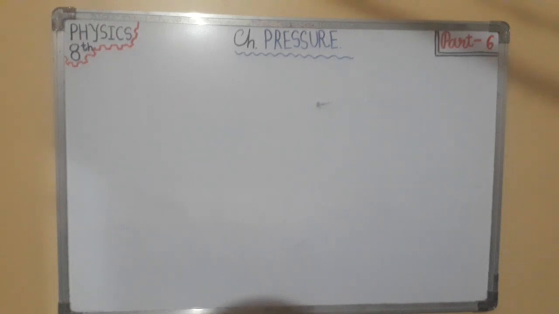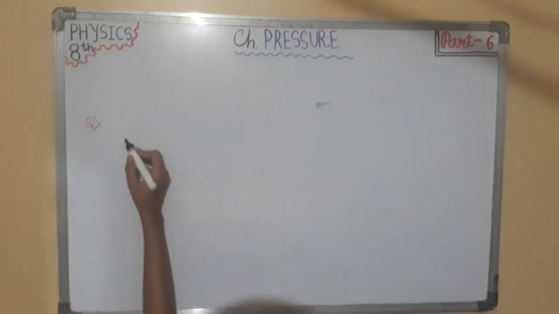Now we'll start solving the questions. Our first question is: calculate the vertical height of the mercury column which exerts a pressure of 81,600 Pascal. The density of mercury is 13.6 gram centimeter raised to minus 3, and acceleration due to gravity is equal to 10 meter second raised to minus 2.